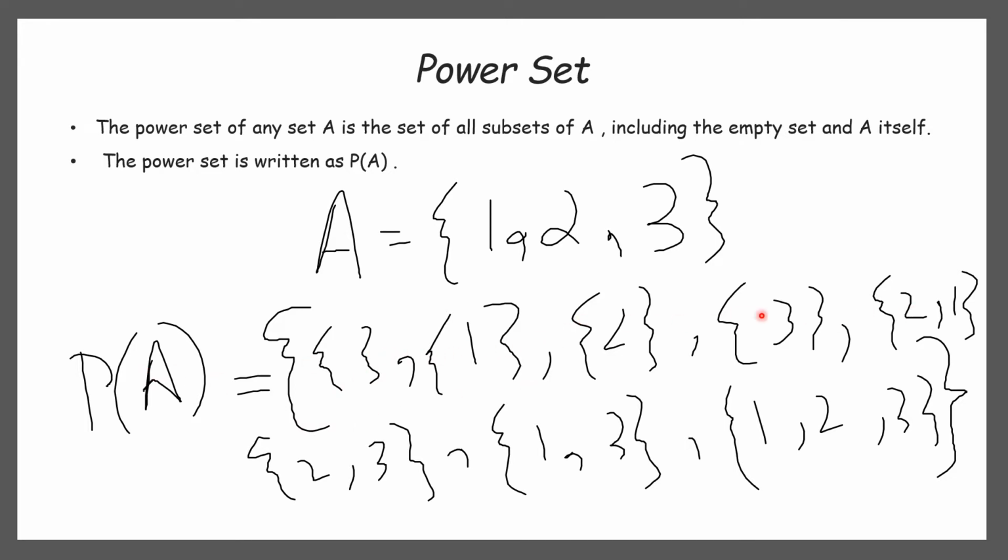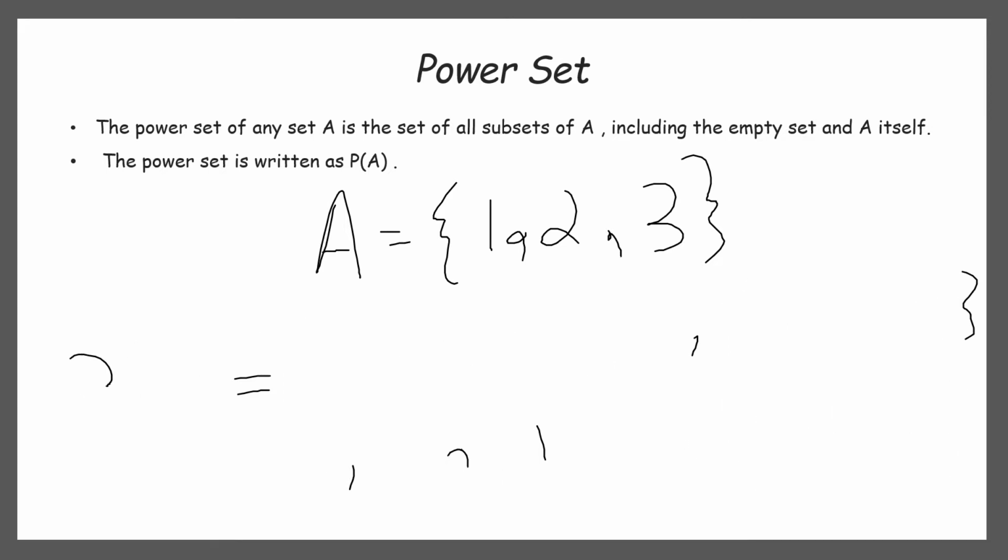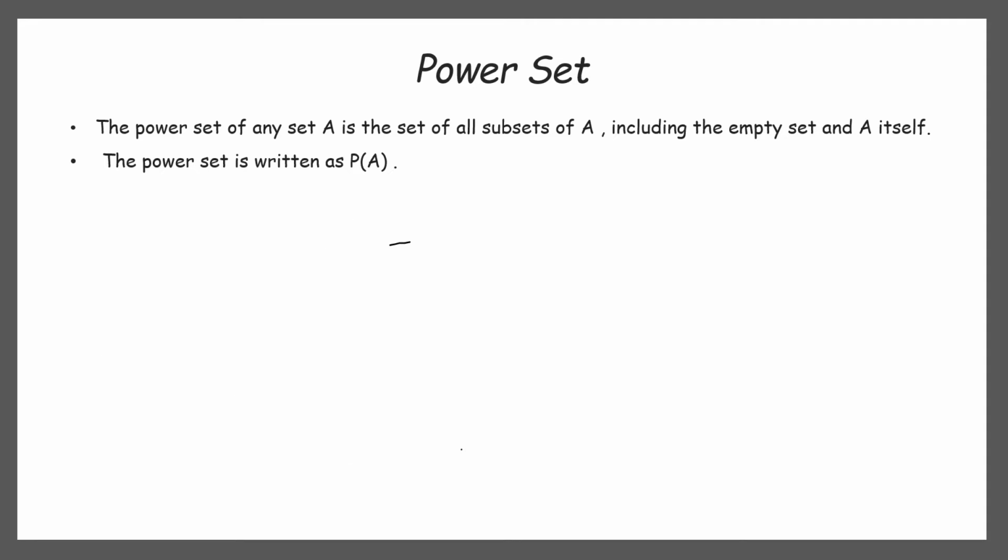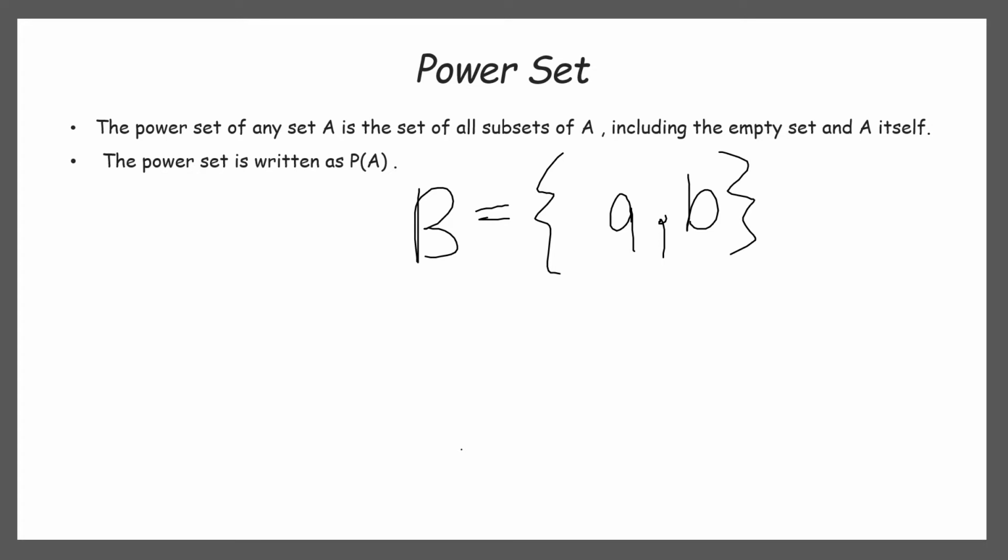Now these subsets which are written here are the elements of this power set, so we separated them by a comma. So this is how a power set is written. I hope it is clear now. Let's consider one more example. Set B has only 2 elements, which are a and b. Now we have to write the power set of set B.